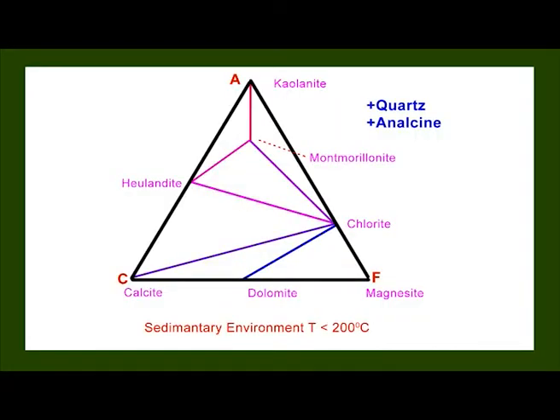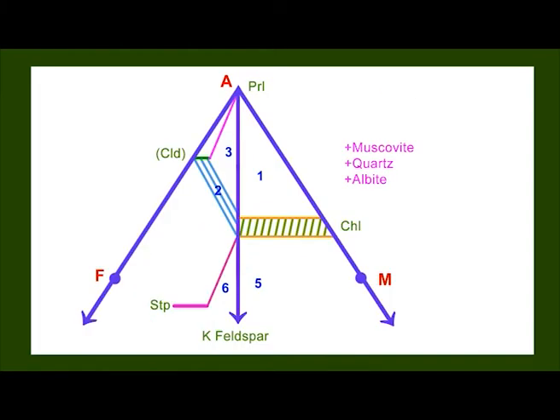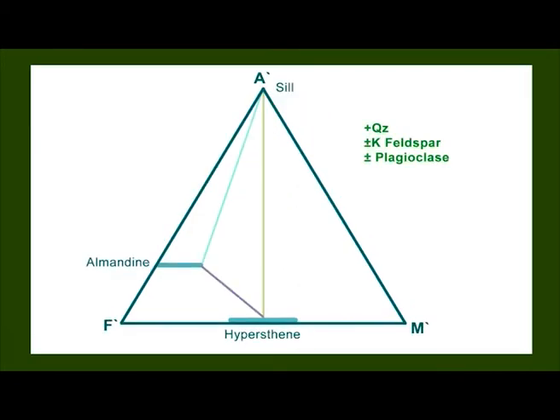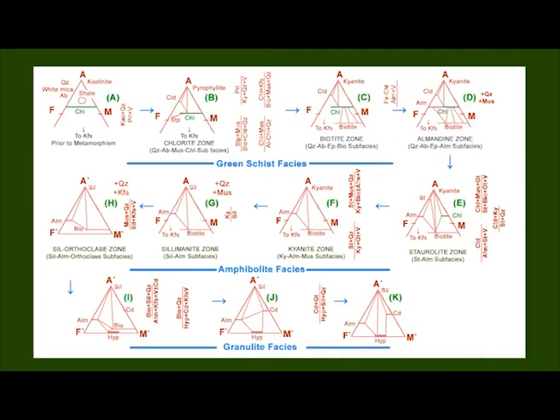For a detailed understanding of the regional or progressive metamorphism of pelitic rocks, we have to take the help of certain diagrams like ACF for zeolite facies, AFM diagrams for greenschist and amphibolite facies, and AFM diagrams for granulite facies. We have to concentrate on the pelitic assemblages, and on the basis of the diagrams we can find out the important assemblages and related reactions to explain the regional metamorphism of pelitic rocks.